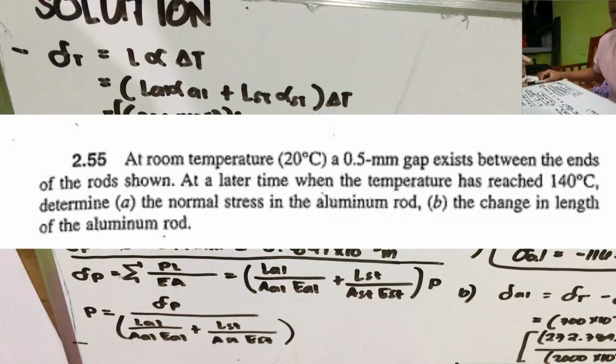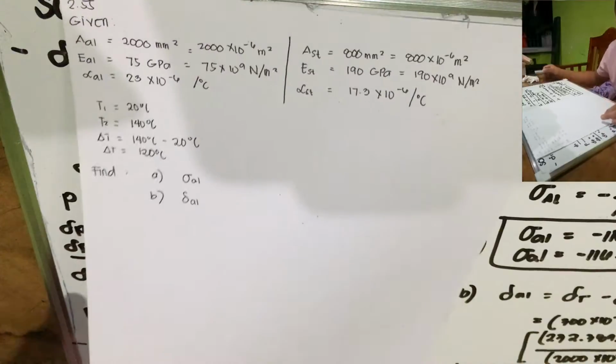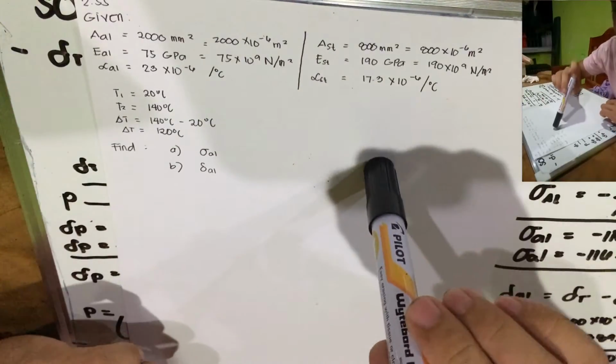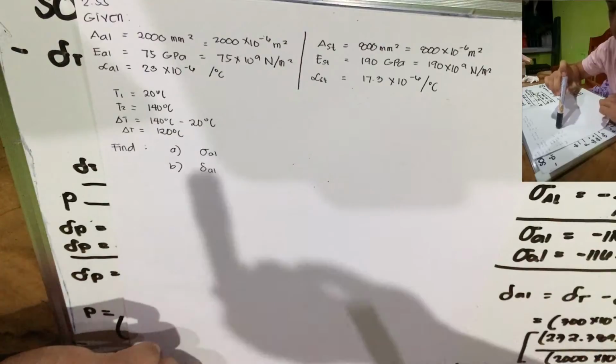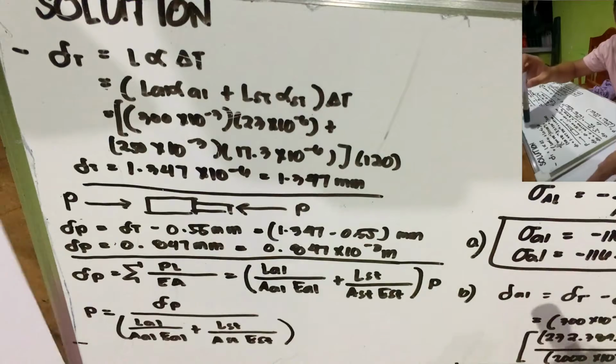Problem 2.55. At room temperature of 20 degrees Celsius, a 0.5 millimeter gap exists between the ends of the rods shown. At a later time when the temperature has reached 140 degrees Celsius, determine the normal stress in the aluminum rod, and the change in its length. So first we must identify the given values of the problem. These are the given values. So we must find the normal stress and the change of length of the aluminum.